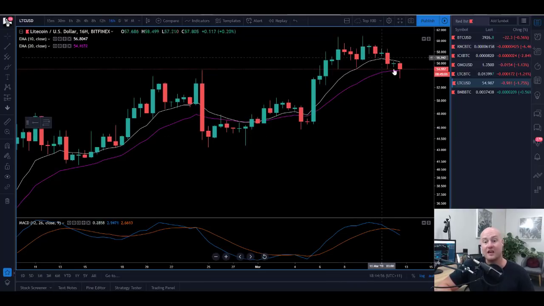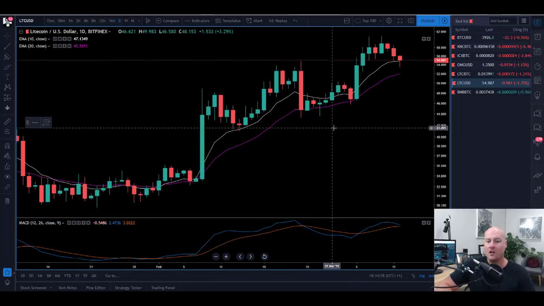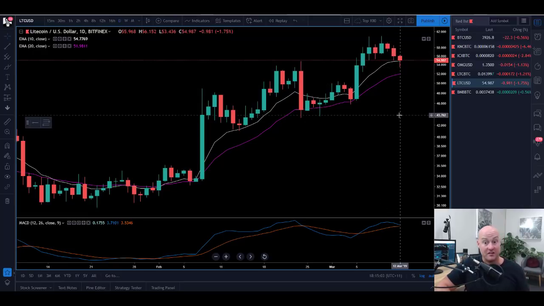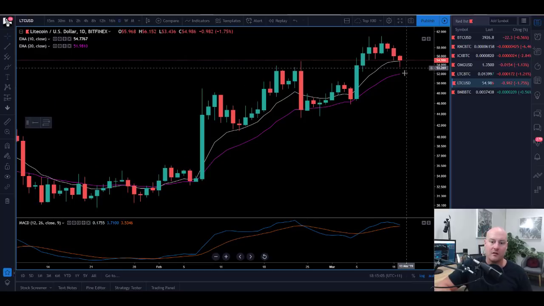Now what you'll see is again, we pull back into this area. I like this on the daily at the moment. There's nothing more interesting for me than the daily time frame. I'd love to see a small little bullish candle somewhere down here with a relatively tight stop loss.